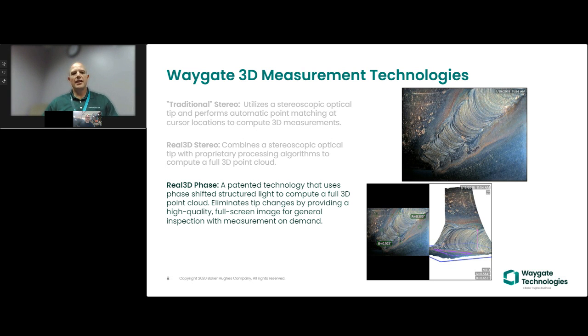So with stereo tips, an inspector would typically do the inspection with a non-measuring optical tip. And if they find an indication, withdraw the probe, switch to a stereo tip, and try to find their way back to the indication to make the measurement. So with 3D phase, typically inspections can be done all using one tip, or many inspections can, and therefore you save a lot of time and headache trying to get back to the indication.